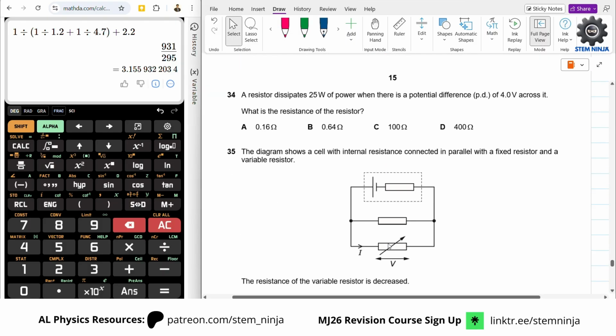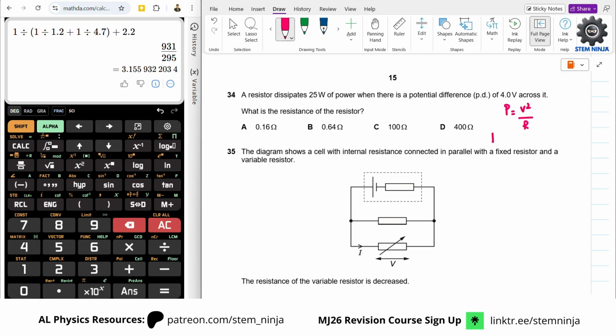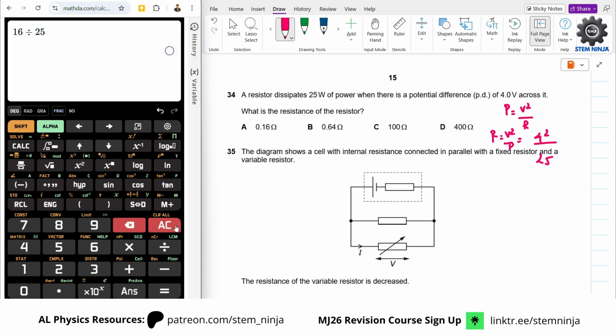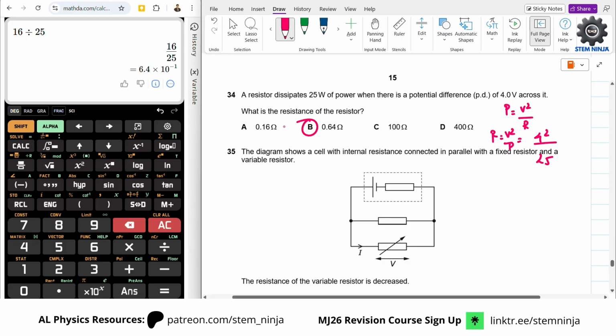A resistor dissipates 25 watt of power when there is a potential difference of 4 volts across it. What is the resistance of the resistor? P is V squared over R, so resistance is V squared over P. V is 4 squared and P is 25, so 16 over 25, which is 0.64 ohms.